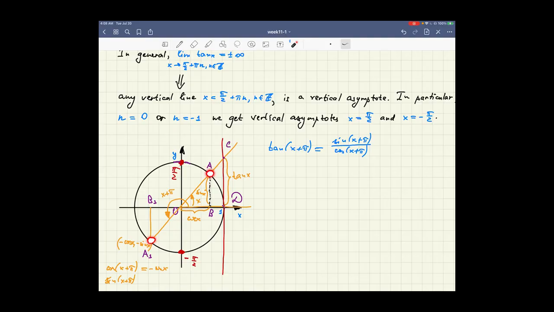And the y coordinate of this point A is sine x. So sine of x plus pi is simply negative sine x. In other words, on the one hand, the coordinates of this point are negative cosine x, negative sine x. But on the other hand, they are also cosine of x plus pi, comma, sine of x plus pi.